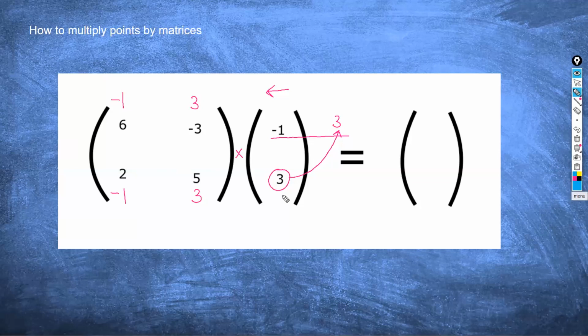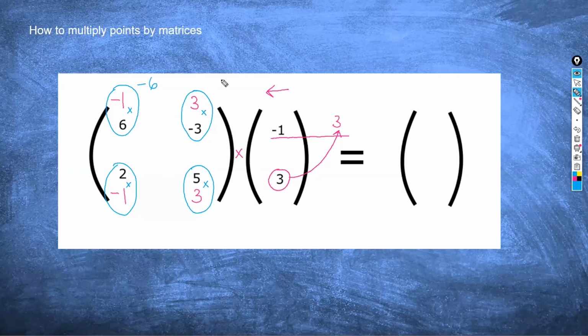Here's what you're going to do now. You see each pair of numbers. Remember, you have pairs here, right? We're going to multiply each pair. So we multiply each pair of numbers. Minus 1 multiplied by 6 is minus 6. 3 multiplied by minus 3 is minus 9. 2 multiplied by minus 1 is minus 2. And well, everyone knows 5 by 3 is normal, boring, 15.